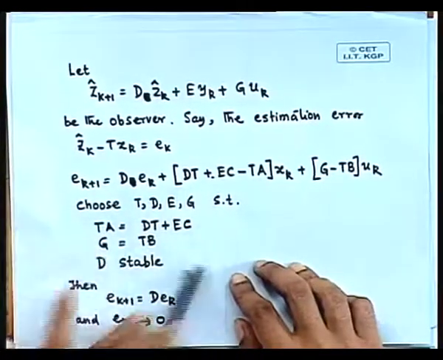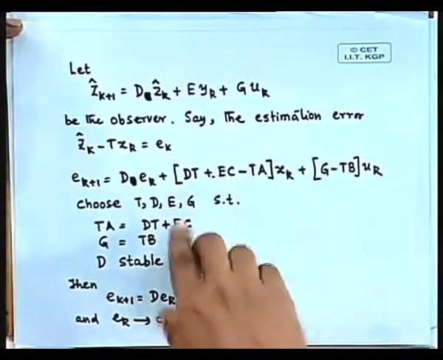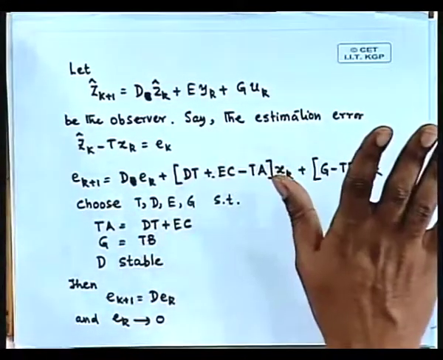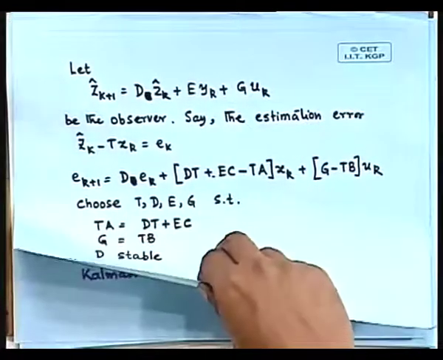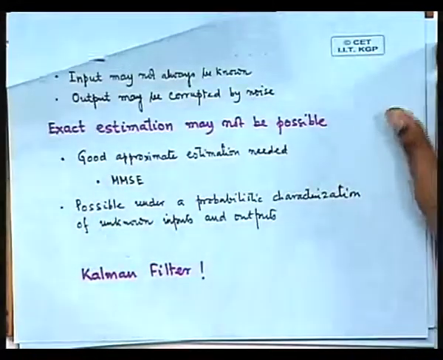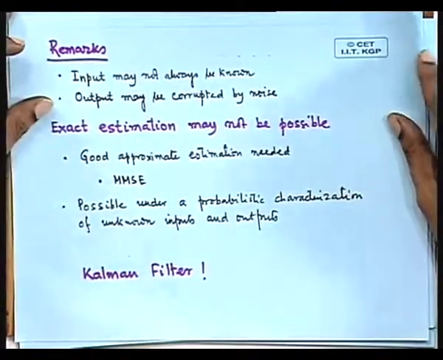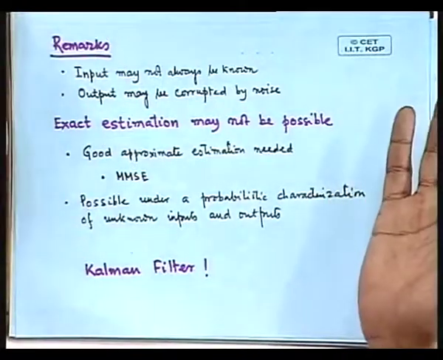Now how do you do it? You have various kinds of algorithms by which you can actually make a choice. Those algorithms I am not discussing, but this is the essential principle of a reduced order observer. So we are going to end this. This is the concluding slide. So this is our observer theory.